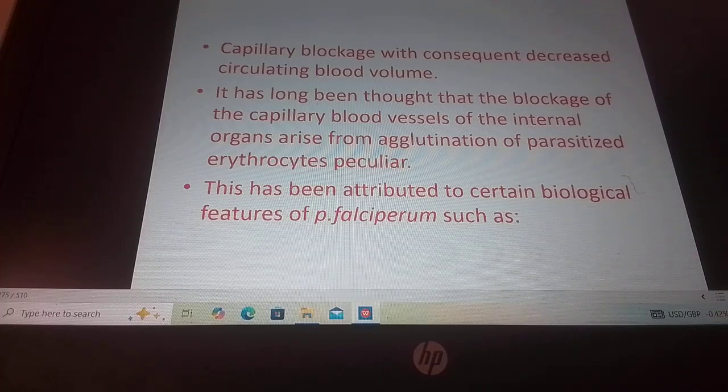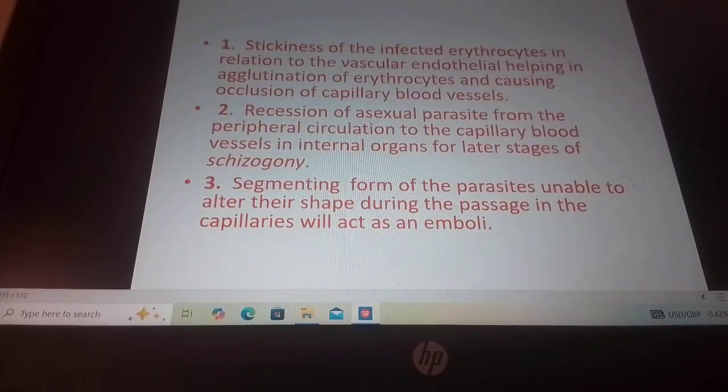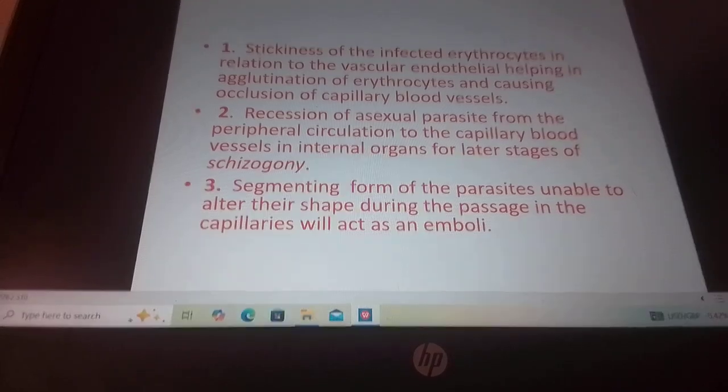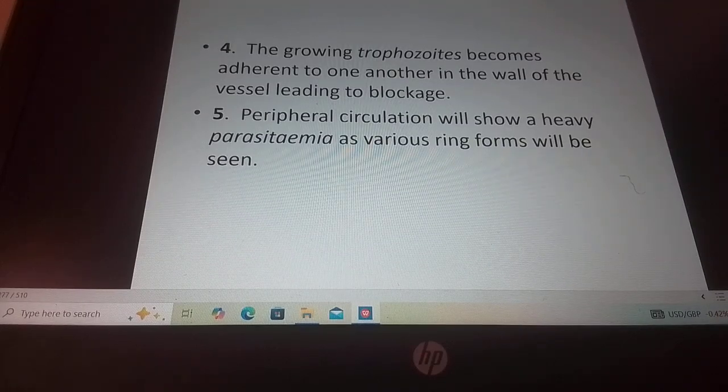So this has been attributed to certain biological features of P. falciparum, such as, one, stickiness of the infected erythrocytes. Two, the recession of the sexual parasite from the peripheral circulation to the blood vessels in the internal organs later in the stage of the schizogony. Then also the segmenting forms of the parasites are unable to alter their shape. Then the growing trophozoites become adherent to one another in the wall of the vessel, leading to blockage. Then peripheral circulation will show a heavy parasitemia, as various ring forms will be seen.